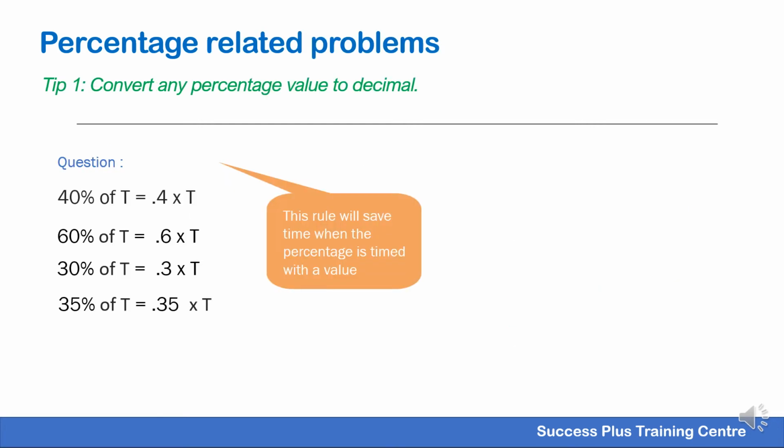Now let's start with tip number 1. Convert any percentage value to a decimal value. It might be a lot easier for you to work with decimal values and smaller values than working with percentages. Starting with a couple of cases here. So if we look at the top one, 40% of t equals 0.4 times t. 60% of t equals 0.6 times t. 30% of t equals 0.3 times t. And 35% of t equals 0.35 times t.